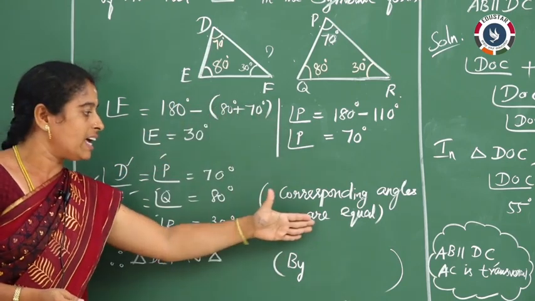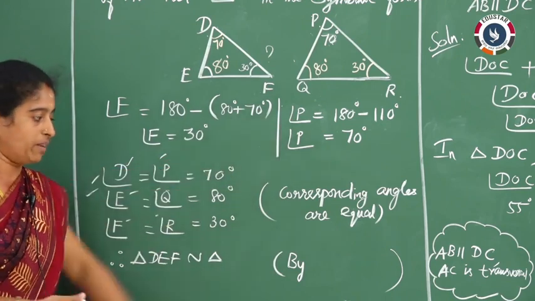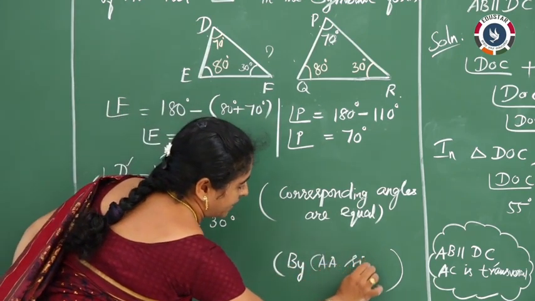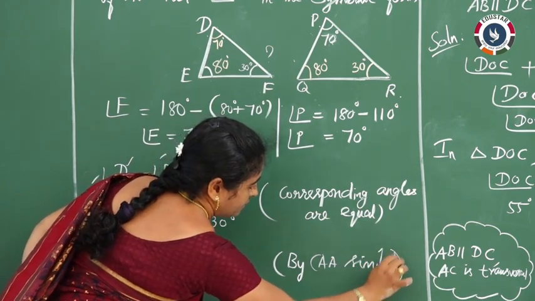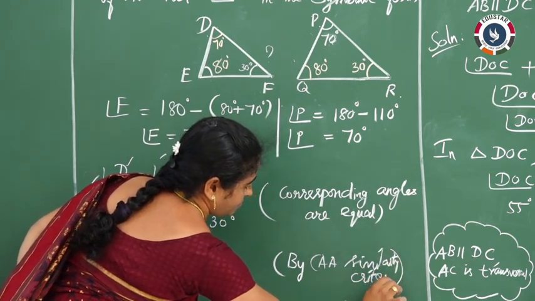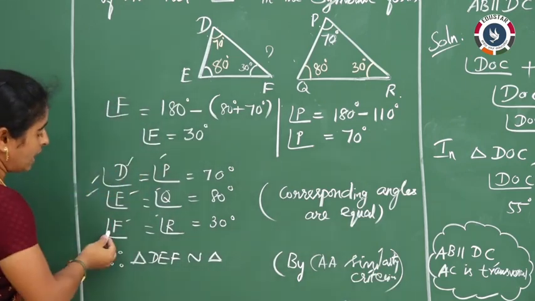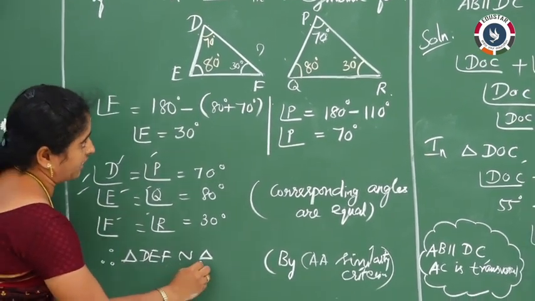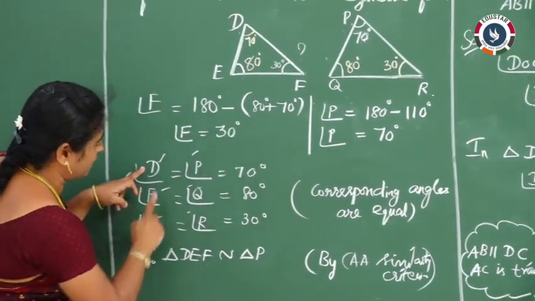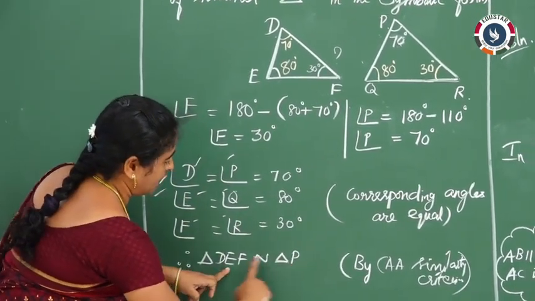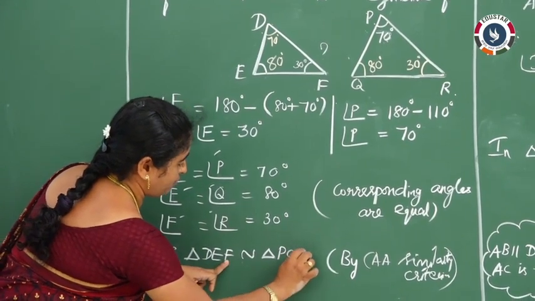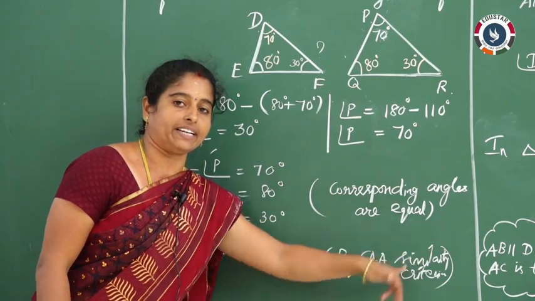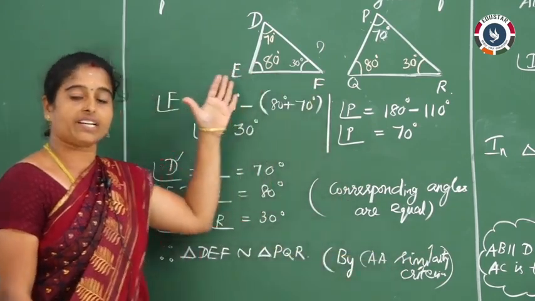We can say that those two triangles are similar. By which criteria? It is the angle similarity criteria. So triangle DEF is similar to triangle PQR. So D with P, E with Q, F with R. By which criteria is it? Angle similarity criteria. Can you all understand this?